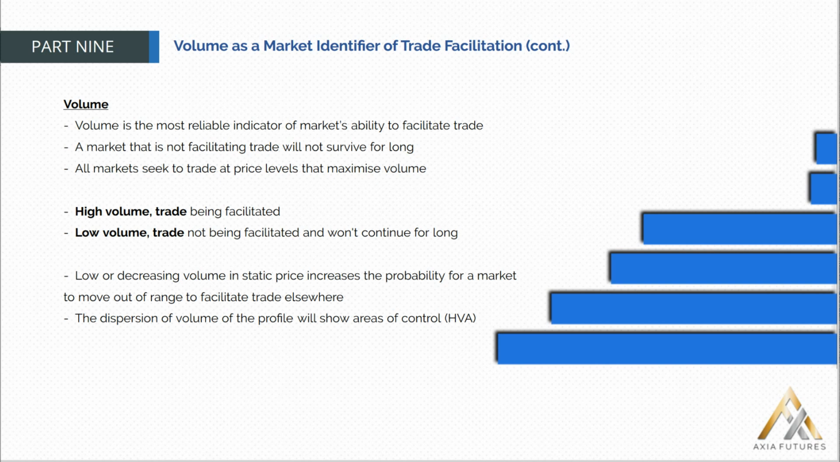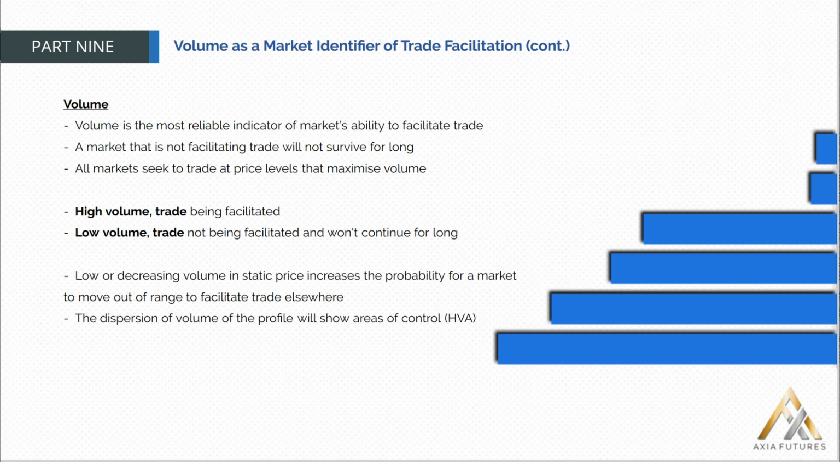Now, as a basic premise, high volume would imply that trade is being facilitated well, whereas low volume trade is not necessarily being facilitated well and will not continue for long. So again, that sentence on its own doesn't make much sense, but what do I mean by that? Let's say we see a high amount of volume and the market is trending. This is not a move we want to fade. This is not a move we want to employ any kind of reversal type strategies. Rather, we want to be looking for momentum type strategies.